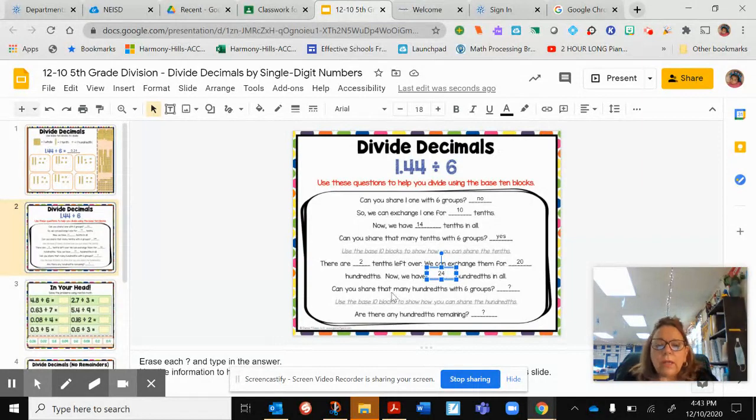24 hundredths in all. Can you share that many hundredths with 6 groups? Did we share it? Yes, we can. The answer is yes. And then, are there any hundredths remaining? The answer is no. Oops, don't want to. If you erase that, hit the back button for that one, or Control Z is another one, you can do that. So the answer is no. All right, there you go.